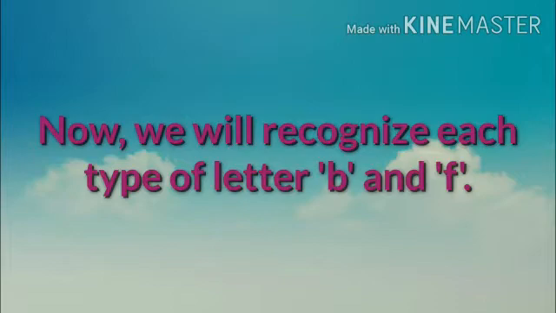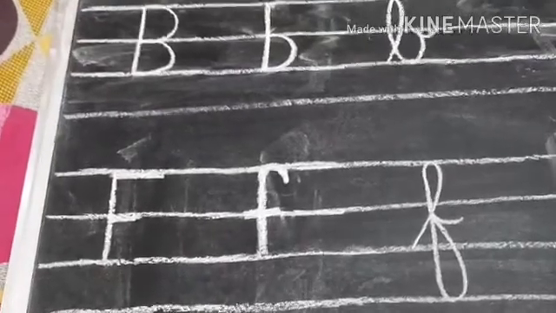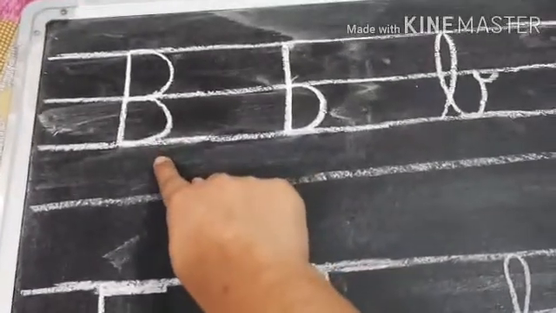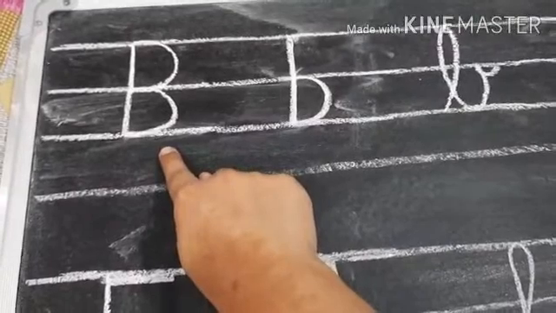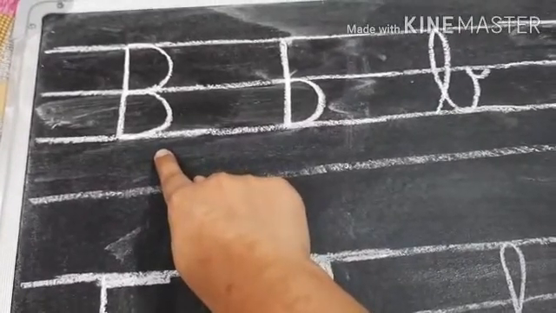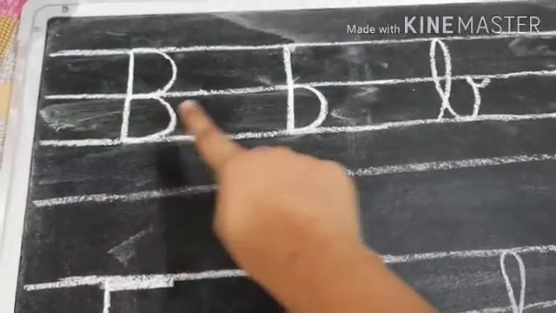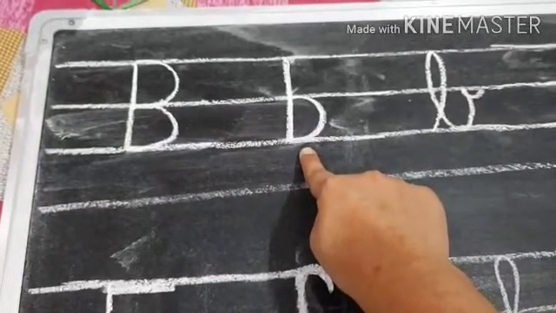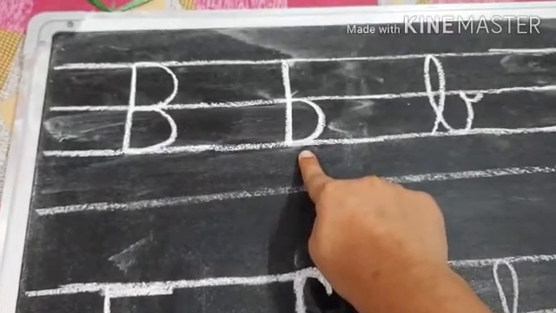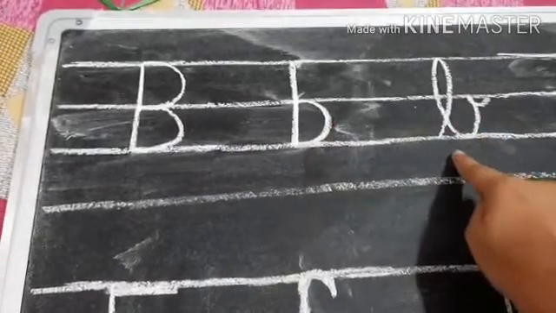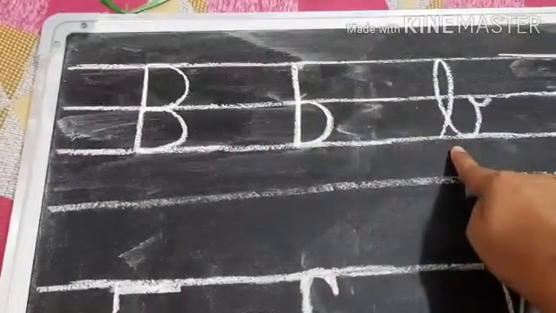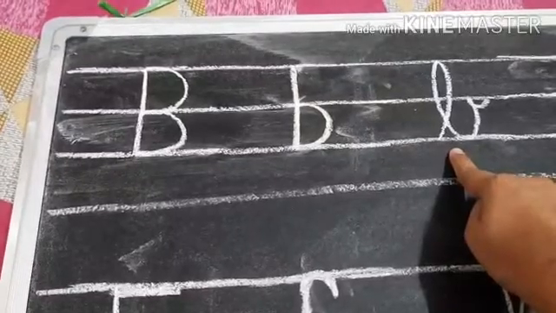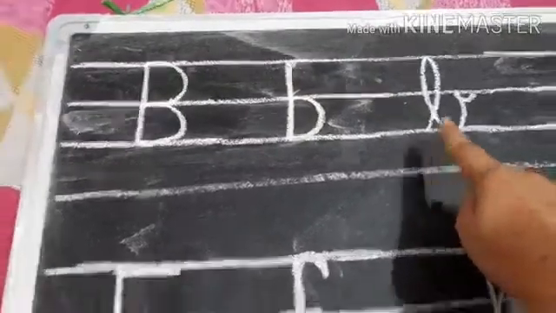Now we will recognize each type of letter B and F. Students, tell me, what is this? This is capital print letter B. Repeat, capital print letter B. Next, what is this? Small print letter B. Repeat, small print letter B. Next, what is this? Cursive small letter B. Repeat, cursive small letter B.